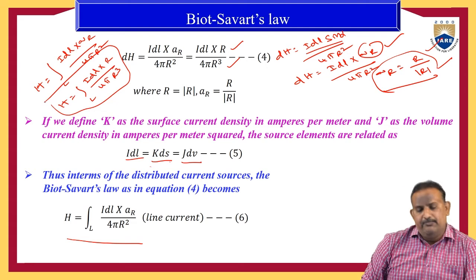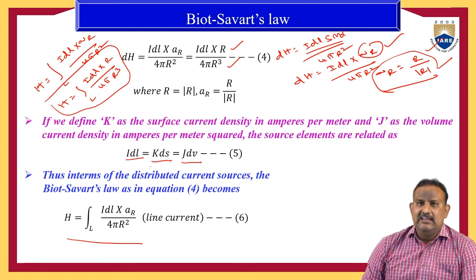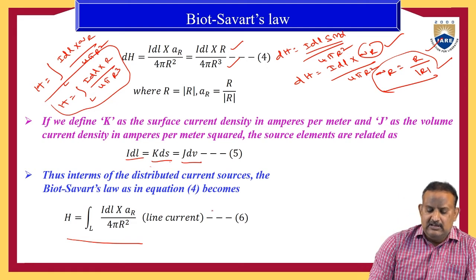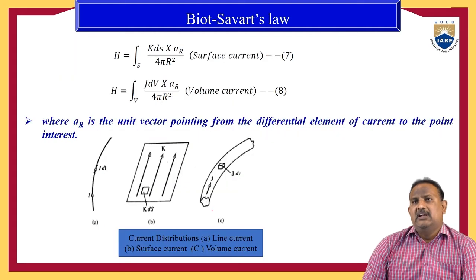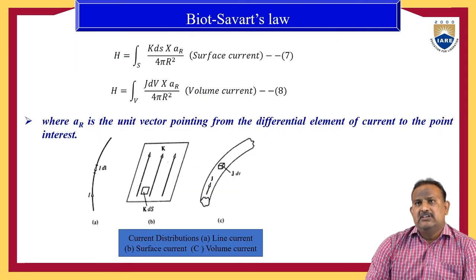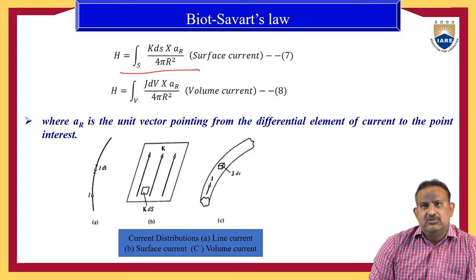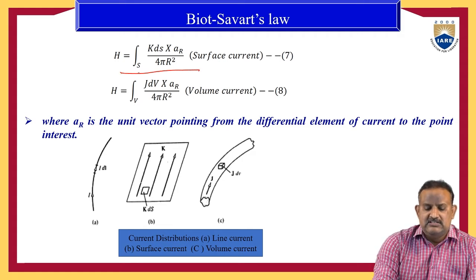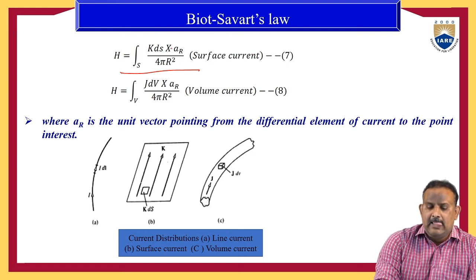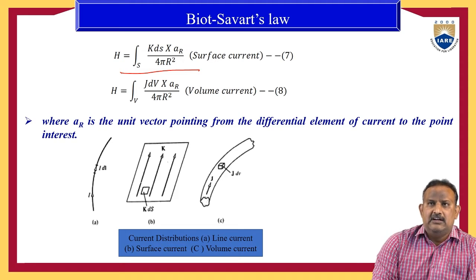So this is the magnetic field intensity using line current. Similarly, we can find the magnetic field intensity using the surface current and volume current. Here, the magnetic field intensity using the surface current is H equal to the surface integral of K dS cross aR by 4 pi R squared, where aR is the unit vector along the R direction.